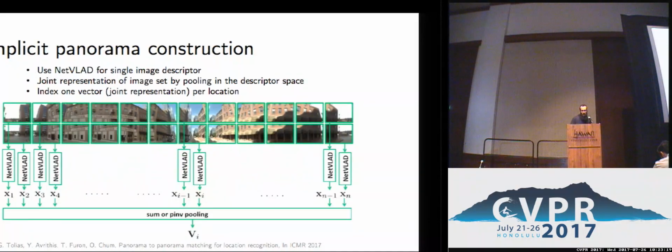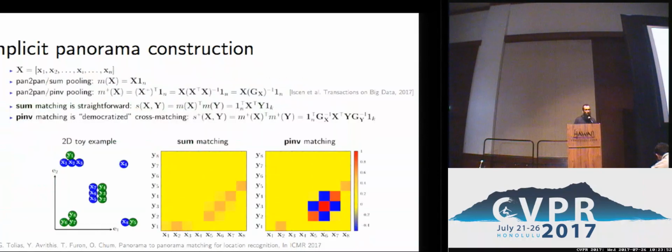Now we further propose to construct an implicit representation for such a panoramic view. We use again NetVLAD. There's no training involved. NetVLAD is already trained, as in the original work, for location recognition. But now we use it to construct an image descriptor for each of the 24 views and propose to construct the joint representation in the feature space. So we use two ways. One is simple sum pooling, and the second one, which I will explain now, we call pinf pooling.